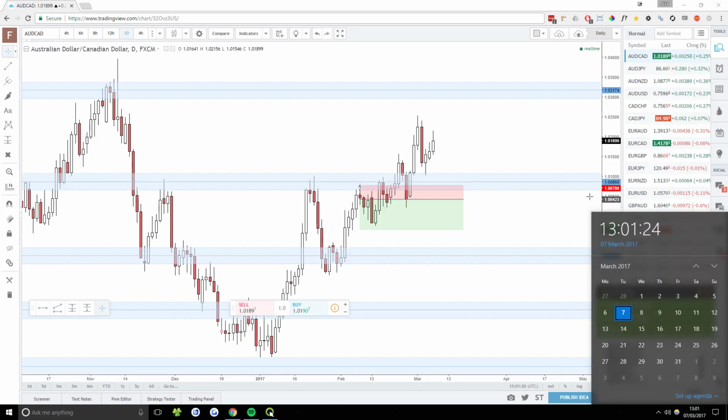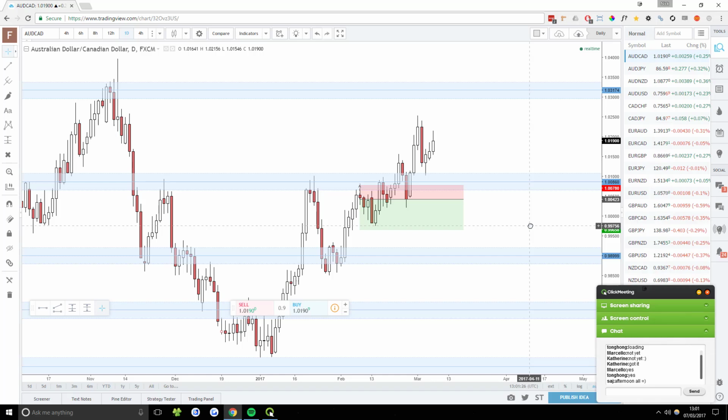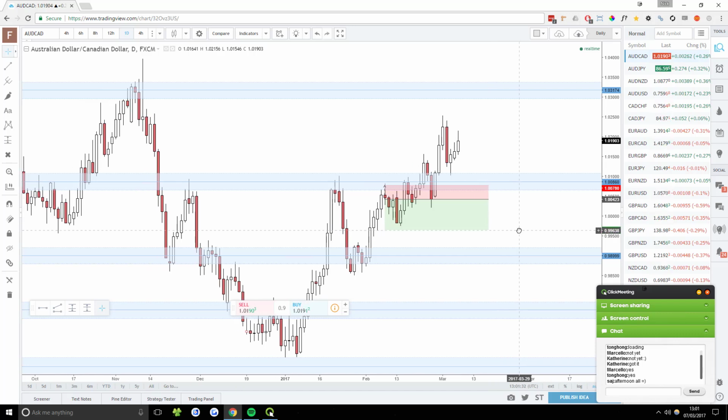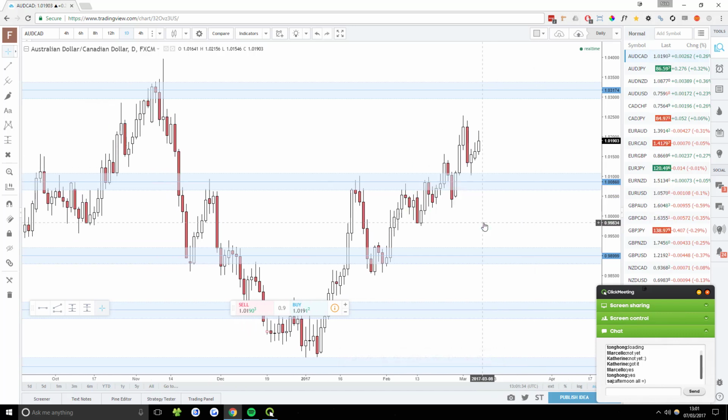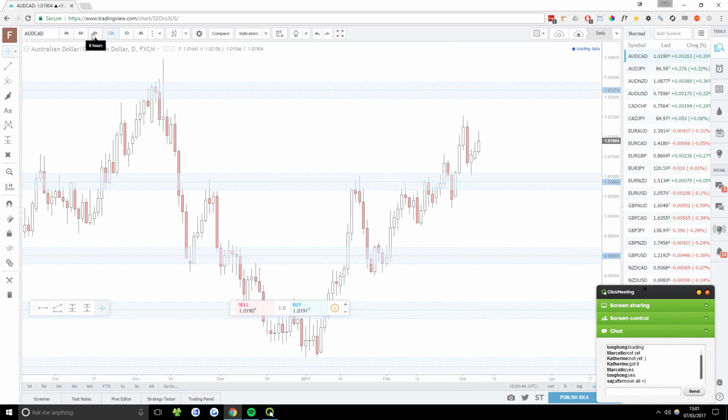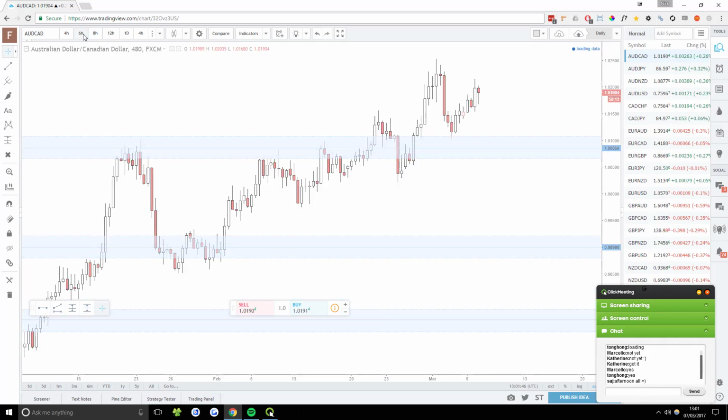So today is Tuesday the 7th of March 2017, and it is 13:01 here in the UK. You're looking at a AUDNZD daily chart. Let's get started with the analysis. It's stuck in between 2 support resistance areas. I mean, not really that much we can do here.